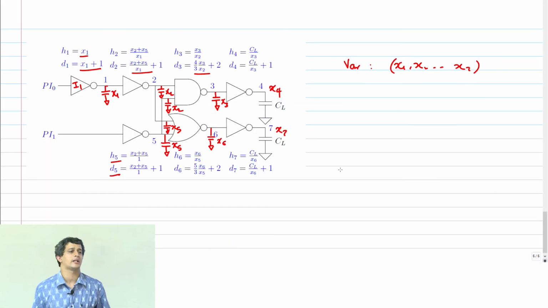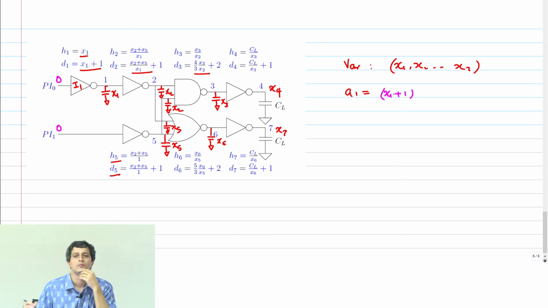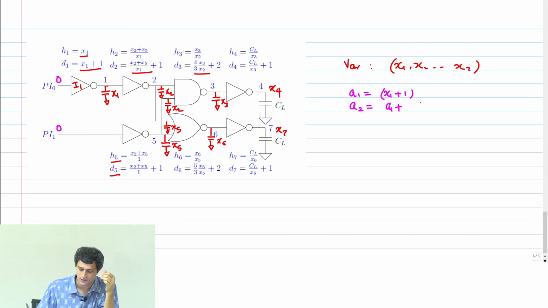So what is now the arrival time at various nodes? What is A1? Arrival time. Remember, the arrival time at the primary inputs is 0. So what's the arrival time at node 1? X1 plus 1. Right? A1. What is A2? It is A1 plus D2. Right? What is A3?